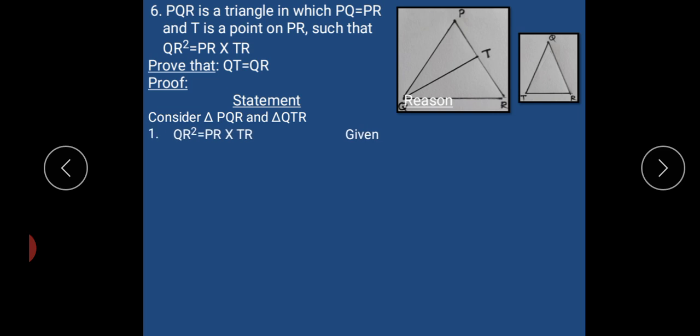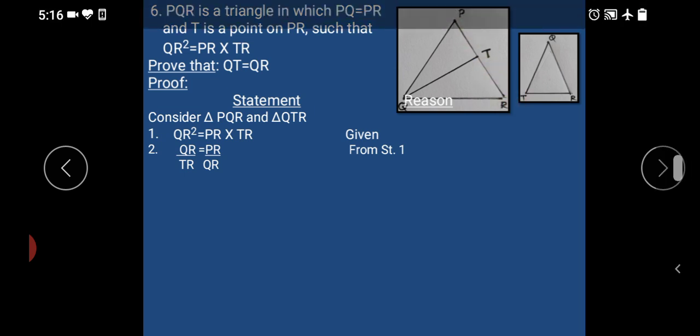Let's start with what is given, that is QR square is equal to PR into TR. So rearrange the terms and you get QR upon TR is equal to PR upon QR. So look at the figure. QR upon TR: QR is down, TR is this side, and PR this side, upon QR.